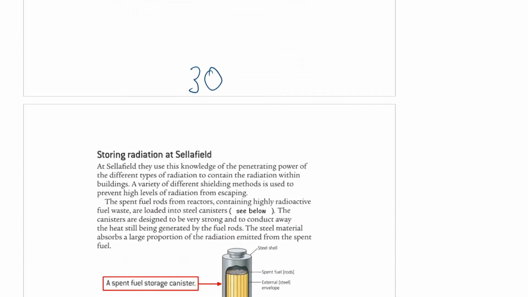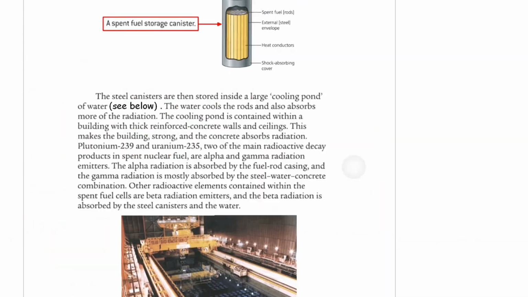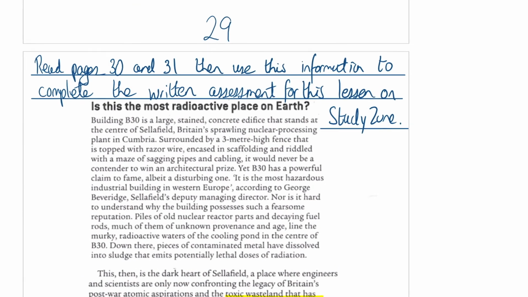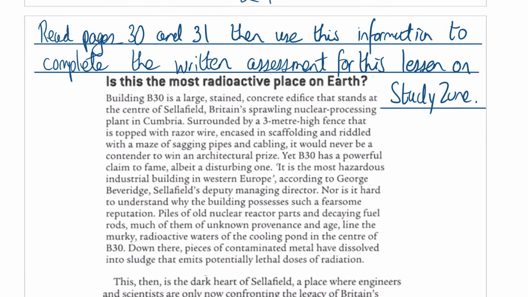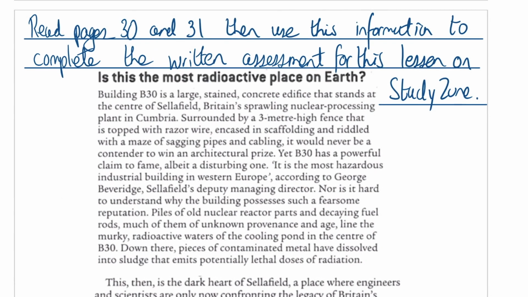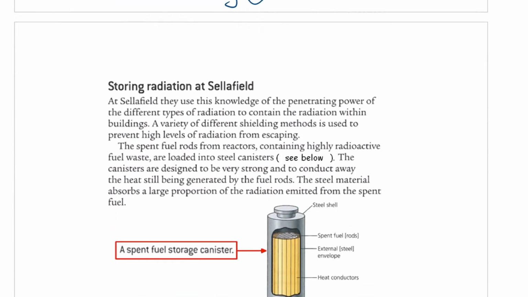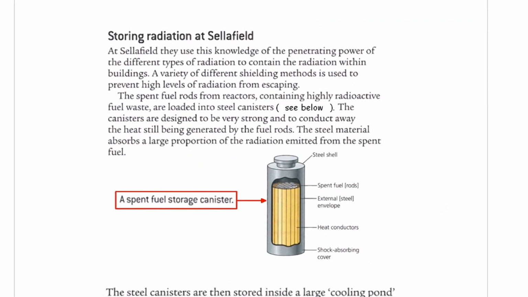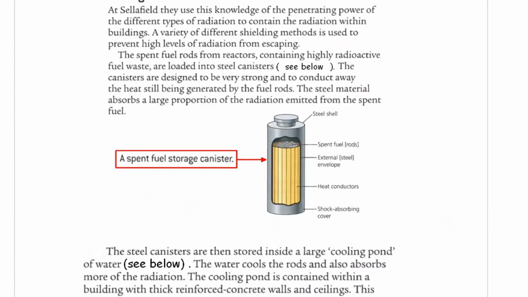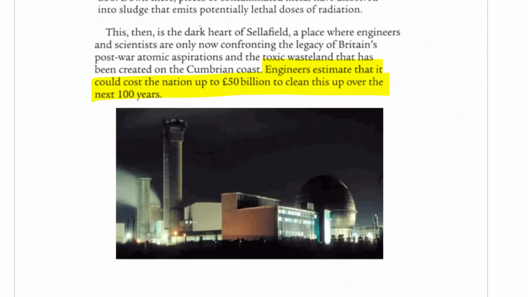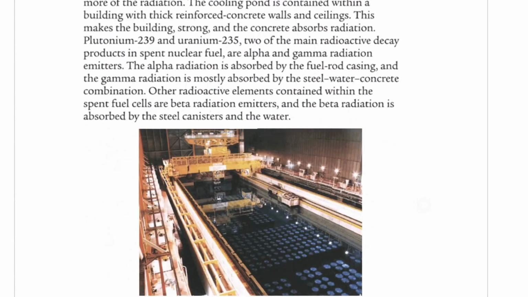Now the last activity goes over page 30 and 31, and is a comprehension activity, and you need to give your written answer on study zone. So you read these two pages, 30 and 31, and there's a written 6-mark style question, as you would have in an exam, on the study zone for you to complete when you've finished this lesson.